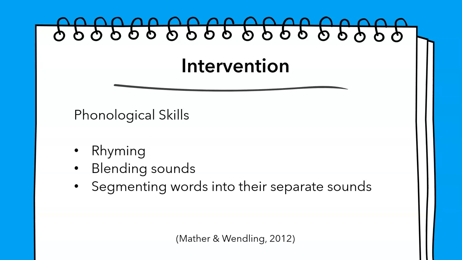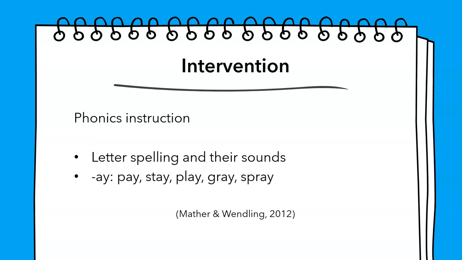Phonological instruction can begin with rhyming tasks and then moving on to more complex activities. The most important tasks are blending sounds together to form words and being able to segment those words back into their separate sounds. In early literacy, we teach letters and their corresponding sounds, but older students also need direct instruction and reminders in this area.